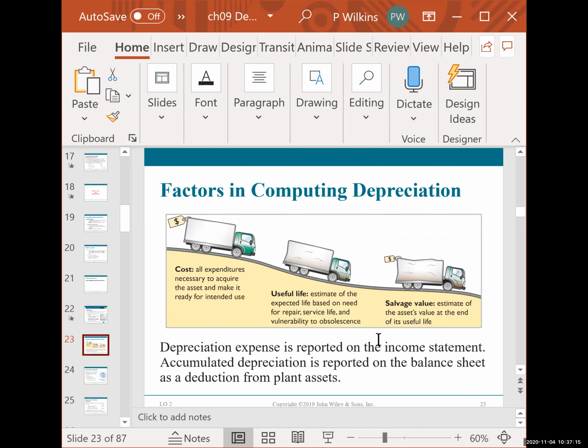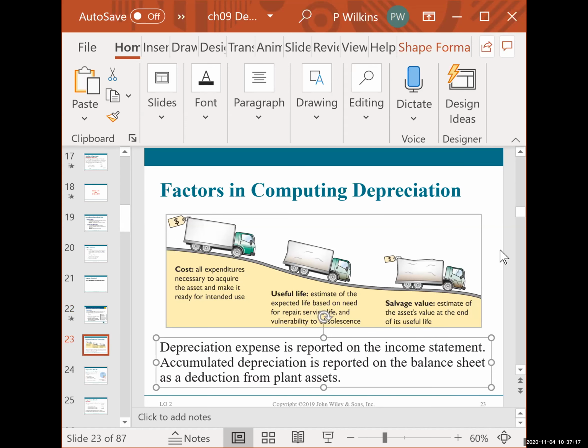Okay, so there's factors that we need to know in order to compute depreciation. The factors we need to know in order to compute annual depreciation.